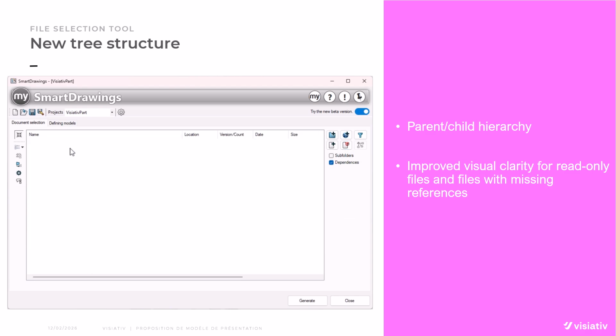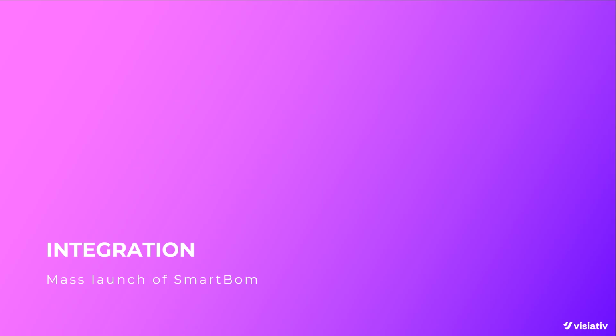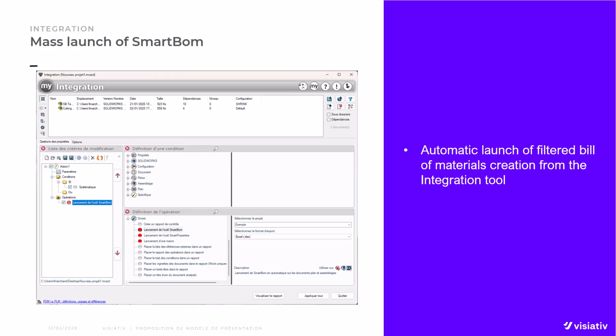So this tool is present in other tools, particularly tools allowing you to launch mass operations. This next new feature concerns the integration tool. From now on, you can launch bill of materials creation automatically and in bulk on multiple assemblies from the integration tool itself. And now I'll let Florian give you a demonstration.